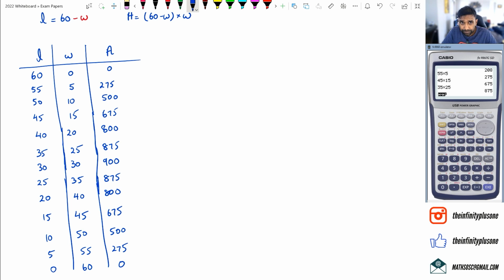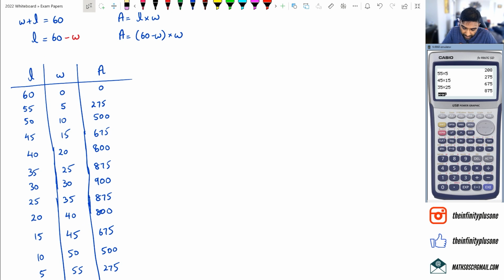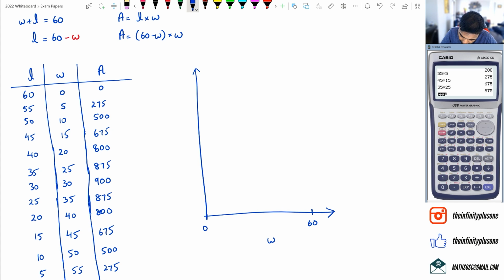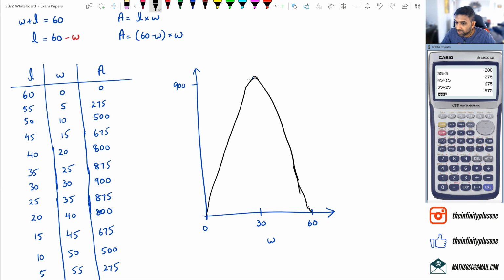So there's my table. I've got my equation at the top there, and I can draw a rough graph. And the graph is a parabola, because if you were to plot all these things, with width for example between 0 and 60, when the width is at 30, the maximum is at 900. So my graph is a parabola shape that looks like this. Now you guys are given a grid. I believe you're given a grid.